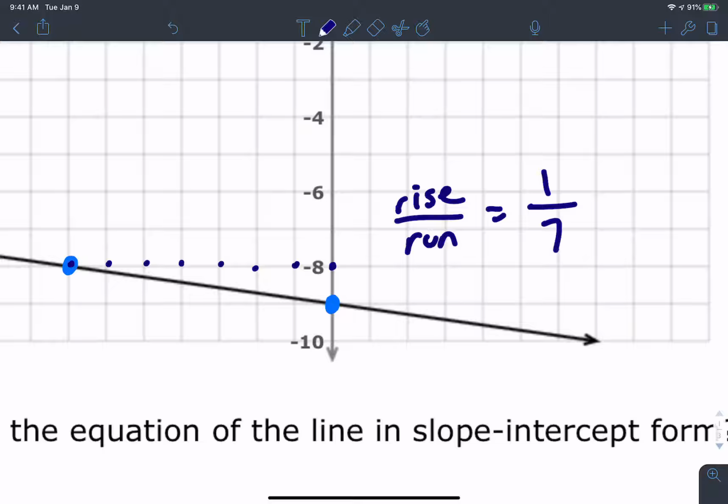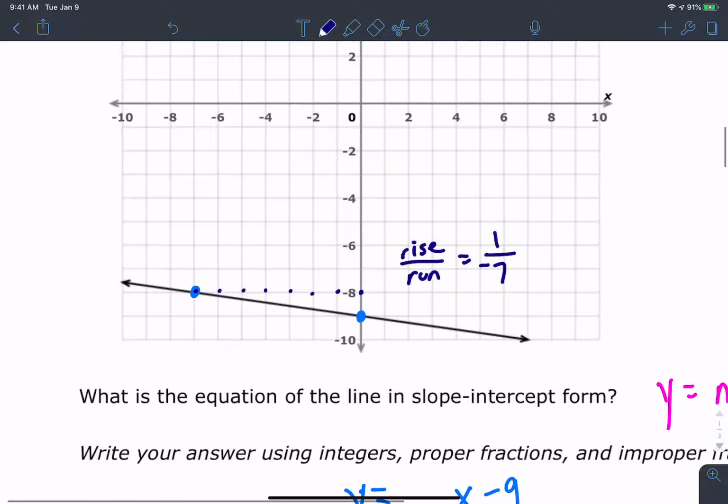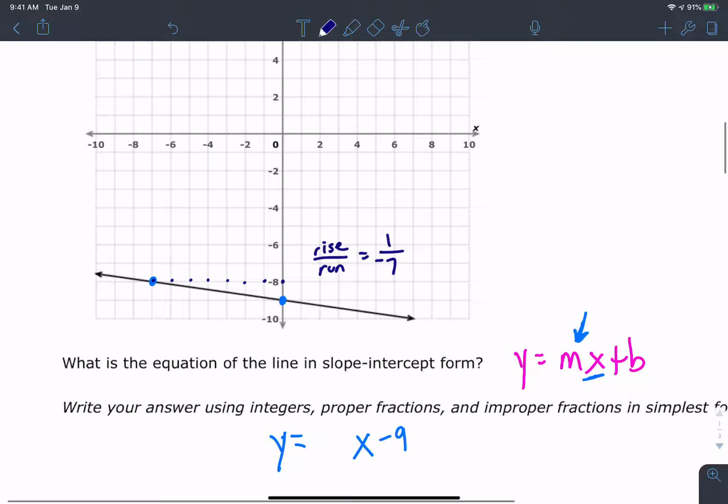I went to the left, so I know it's negative. Also, if I just look at this line, it's going in a downward direction, so I know that it would be negative. When I type this in, I'm just going to put the negative first, and then it would just be 1/7 to give me my -1/7. It doesn't matter what number the negative goes with, it just needs to be in the front. So y equals -1/7 x minus 9.